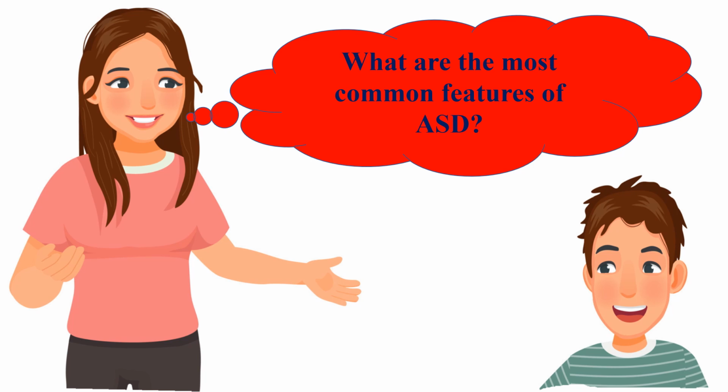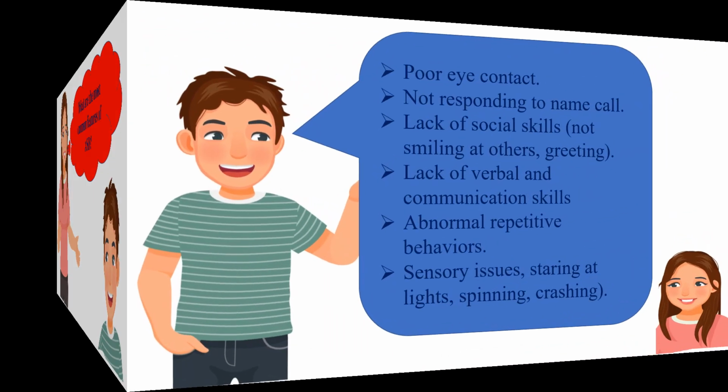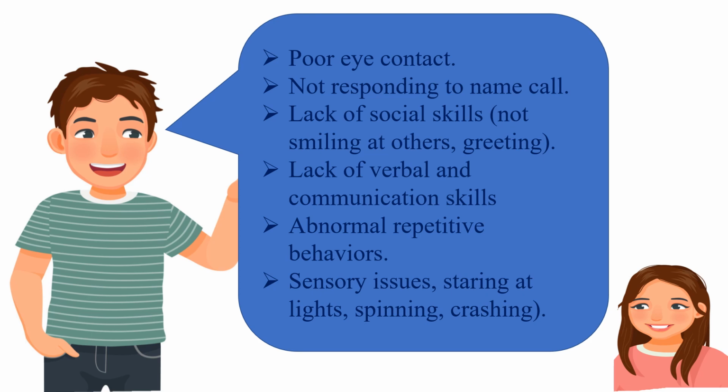What are the most common features of ASD? Poor eye contact, not responding to name call, lack of social skills, not smiling at others, greeting, lack of verbal and communication skills, abnormal repetitive behaviors, sensory issues, staring at lights, spinning, crashing.